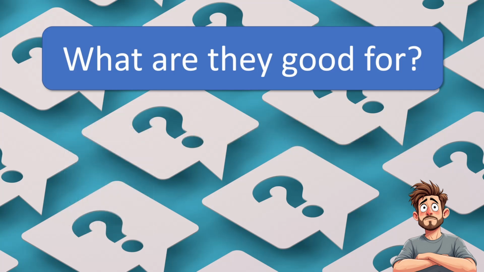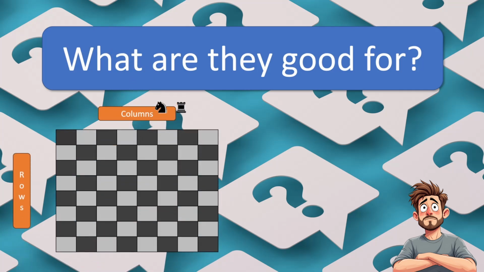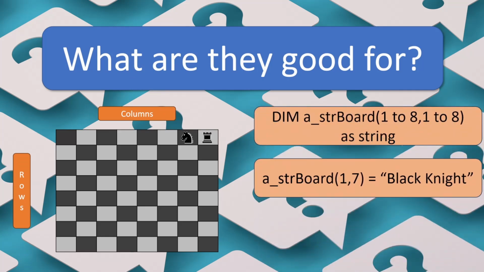But arrays can do so much more. Let's look at a scenario where you need to store information in a two-dimensional array, for example, a chessboard. The board has 8 rows and 8 columns, which we can define as a two-dimensional array. Each of the cells or elements of the array can be addressed by the row and column positions, and data can be added to that location.